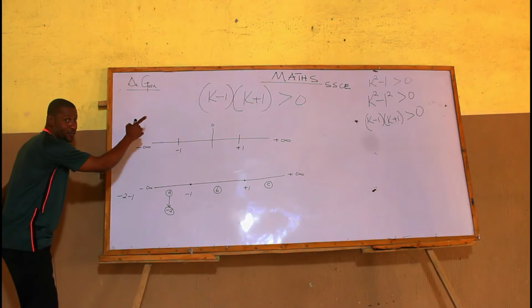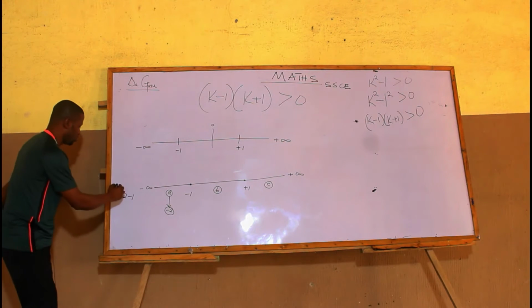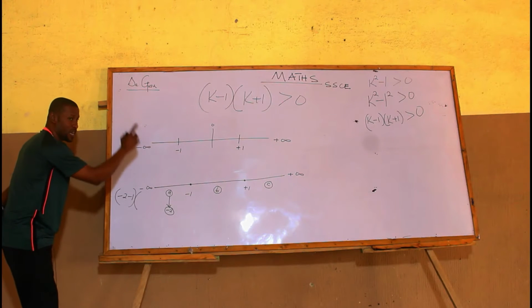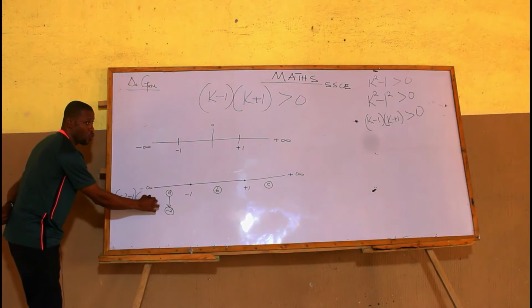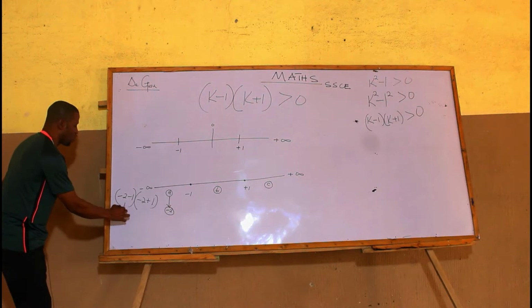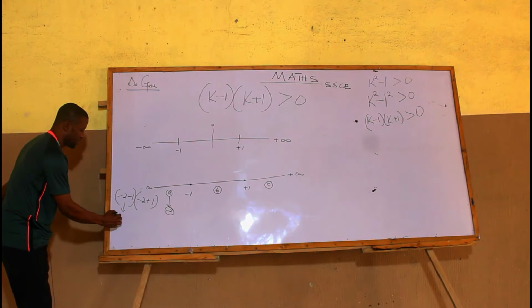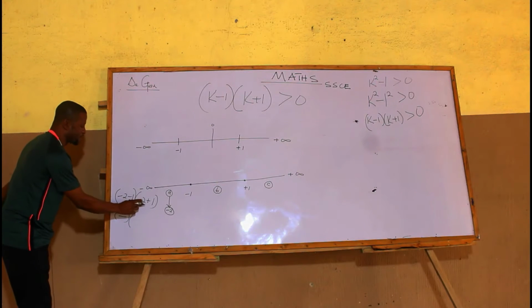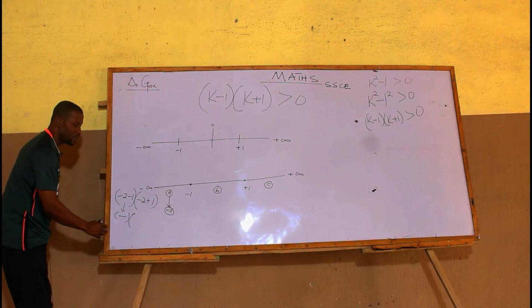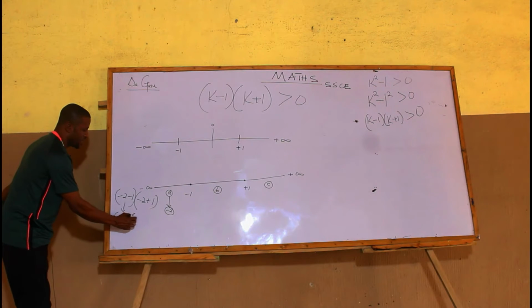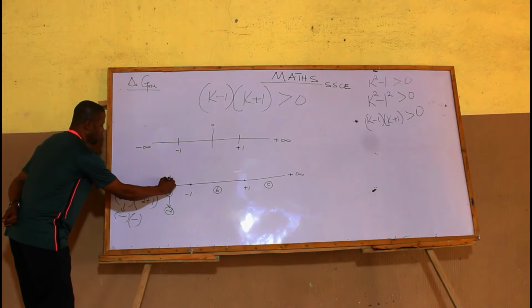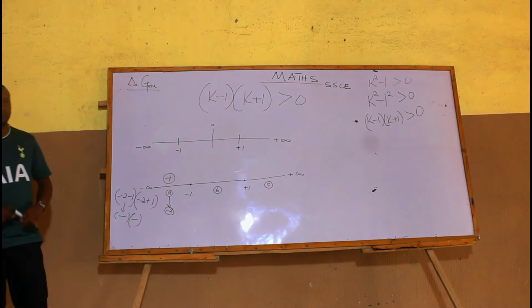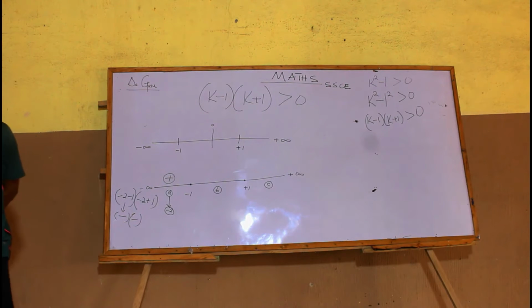Times, let me know whether you follow me. What's the next thing I'm going to write? Minus 2 plus 1. Class, what is minus 2 minus 1? It's negative. What is minus 2 plus 1? Is it also negative? What is minus times minus? Plus. This is called a positive region. Should I repeat it?